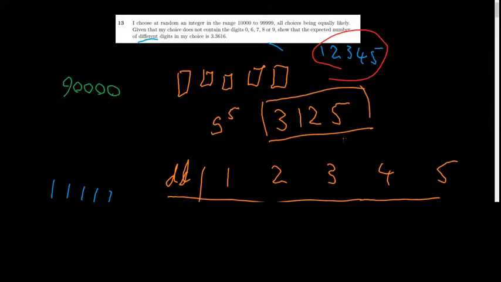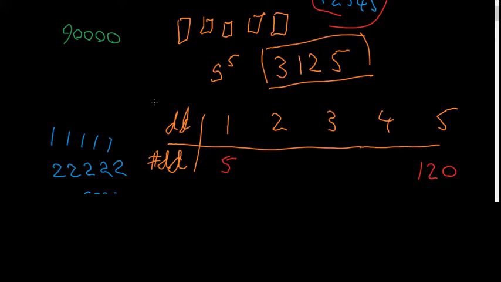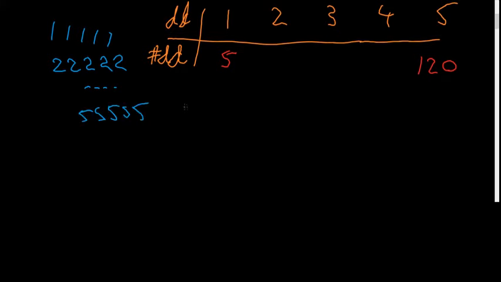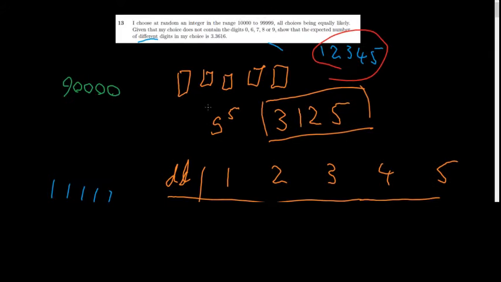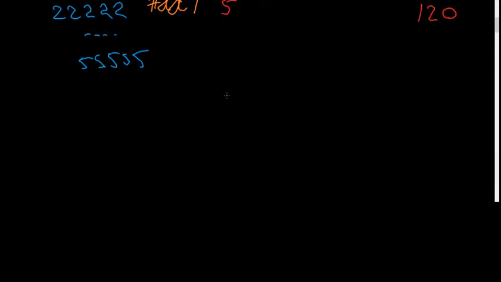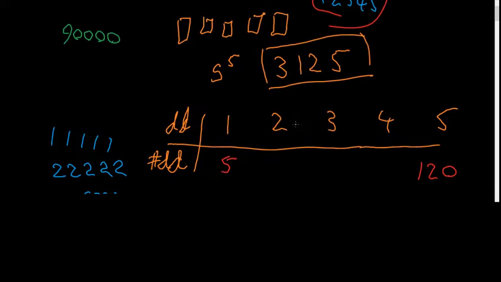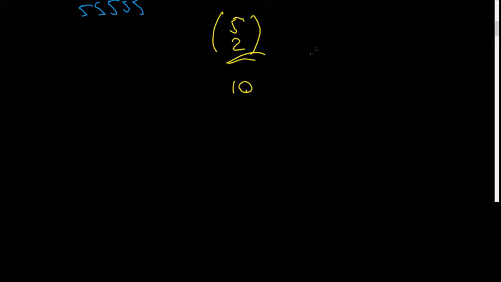Let's count the ones with 2 different digits. It's not too bad. How do we count the ones with 2 different digits? Well, we just want to think about choosing 2 from 5, right? How many different ways can you choose 2 from 5? Well, it's just 5 choose 2, which is 10. So there's 10 different ways to choose your digits. Then you're counting the number of ways you can form a number with those 2 different digits.